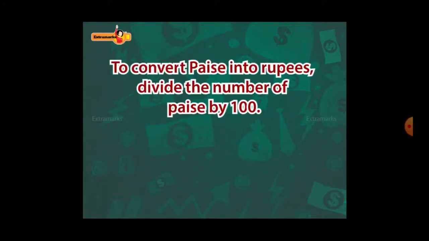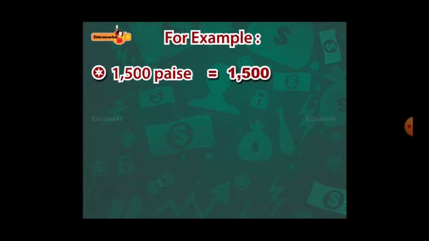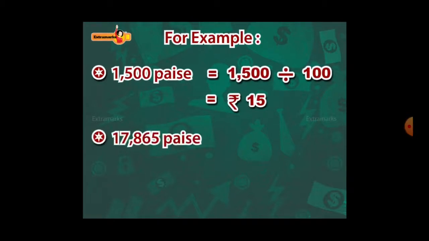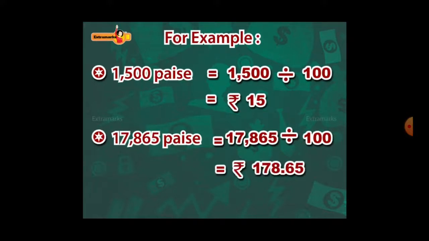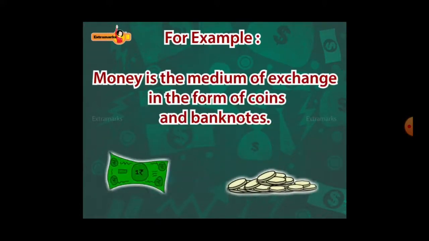To convert paise into rupees, divide the number of paise by 100. For example, 1500 paise is equal to 1500 divided by 100 is equal to rupees 15. 17,865 paise is equal to 17,865 divided by 100 is equal to rupees 178.65.